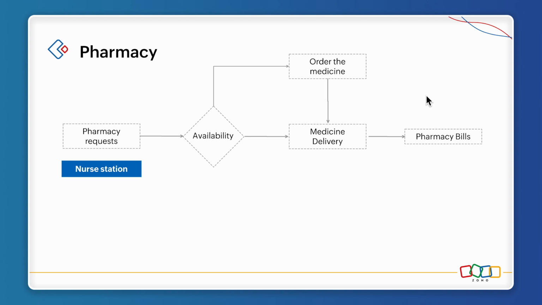And the next activity is the pharmacy related actions. So when the nurse station requests, the pharmacy personnel will check their inventory, and based on their availability, they will deliver the medicine back to the nurse station. And once the nurse station receives the medication, they will give it to the patient based on the scheduled time, right? And once they receive the delivered medications, they will have the medication details added to the billings as well, right?